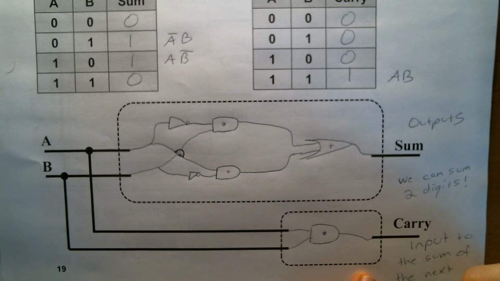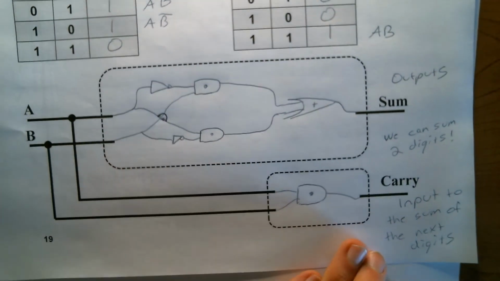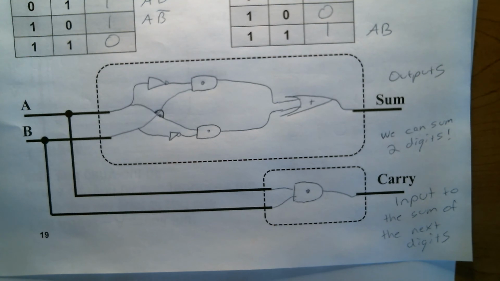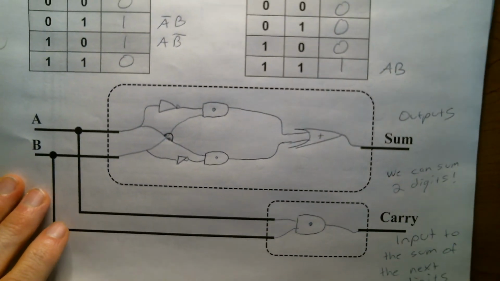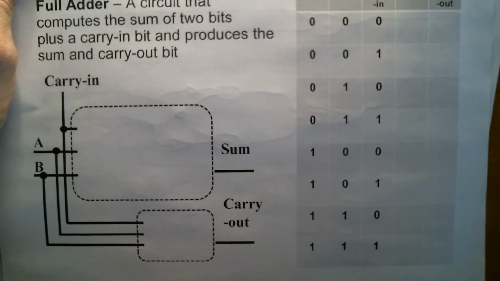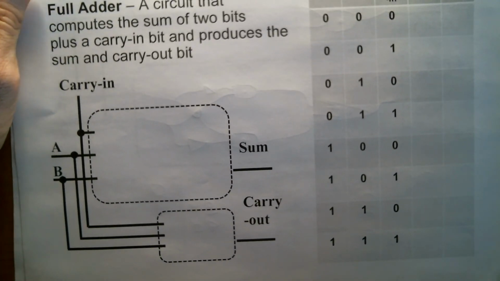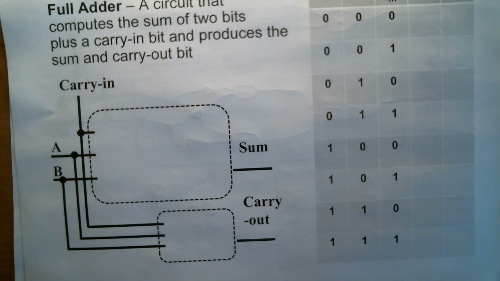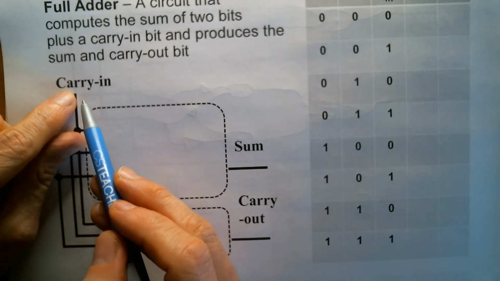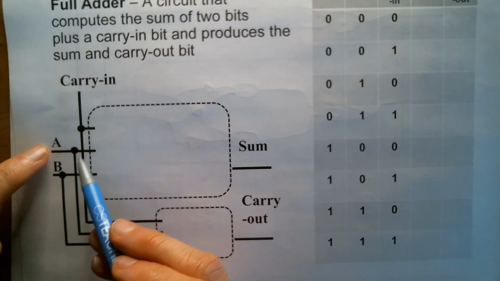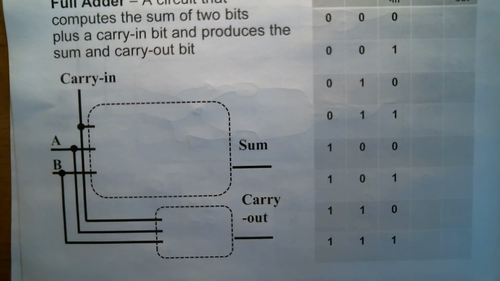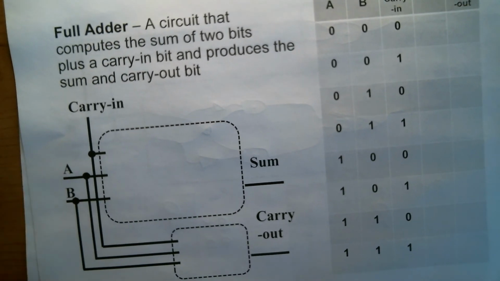All right, so this carry is then going to go into another circuit so that it can be added to the next two digits that come along. Which brings us to the full adder. So the full adder lets us do everything we just talked about. The carry in becomes an input so that we can add it to the A and the B. And if we string a bunch of these full adders together, we can start adding larger and larger binary numbers. We don't just have to add 2 bits. We can add 16 bits. We can add 32 bits by stringing these together.